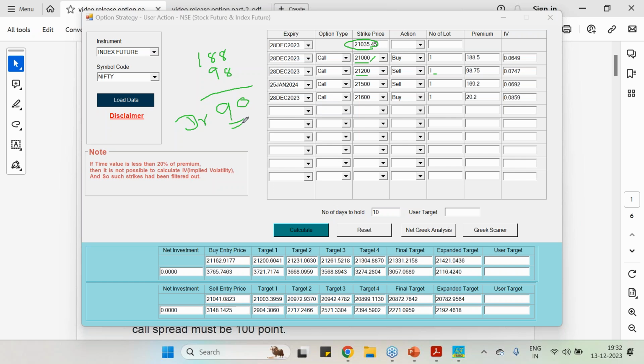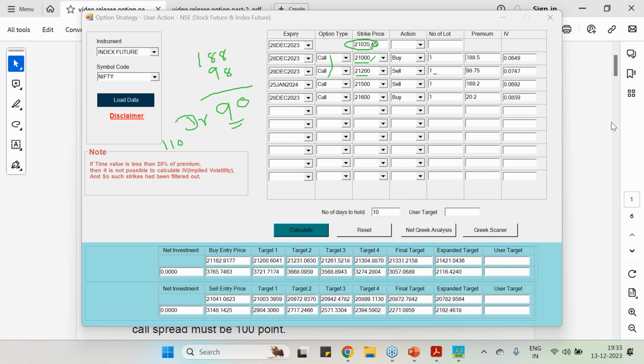If Nifty goes above 21,200, I'll be getting 110 rupees as a profit. So it is almost 1:1. If Nifty never goes above 21,000, I'll be losing 90. If Nifty goes and closes above 21,200 by 28th of December, I'll be gaining 110 rupees. So these two parts you understood.